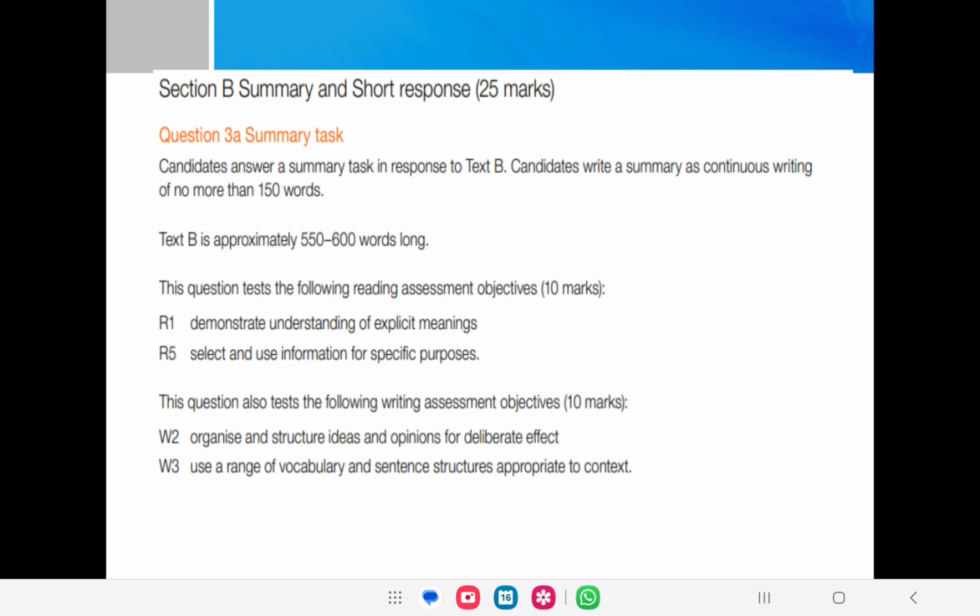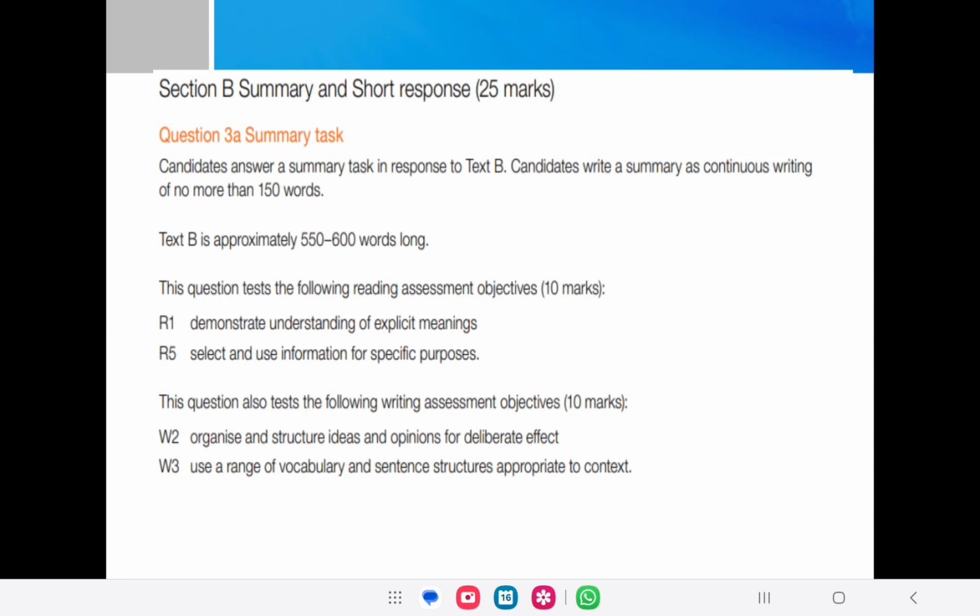Now our second topic, that is summary and short response. It has 25 marks. Now what is the division of the marks? Summary has 20 marks and short response has 5 marks. That makes it 25. So what basically do we expect the students to do? Candidates answer a summary task in response to text B.